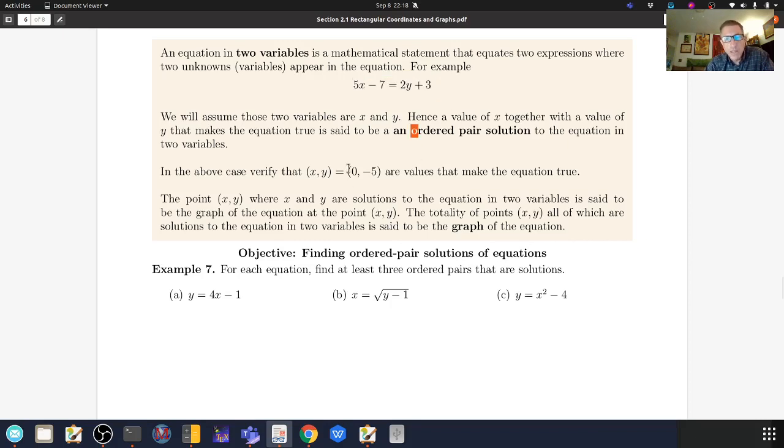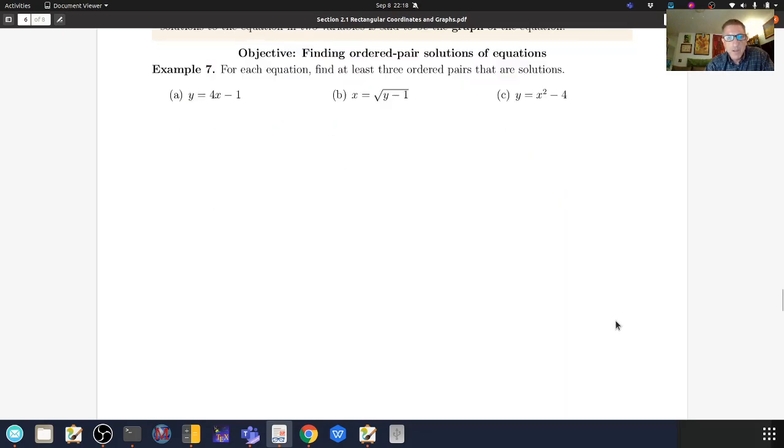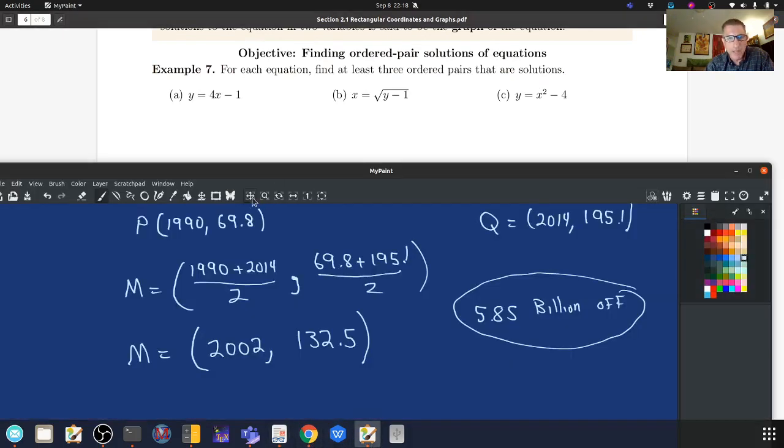Visually, the point located on the rectangular coordinate system by (0, -5) would lie on the graph of that equation. And the graph of the equation is the totality of all points (x, y) which are solutions to the equation in two variables. So for this, we want to find at least 3 ordered pairs that are solutions.